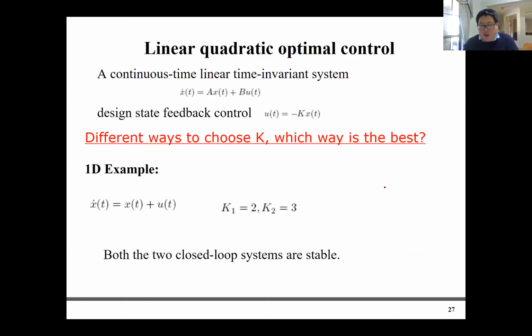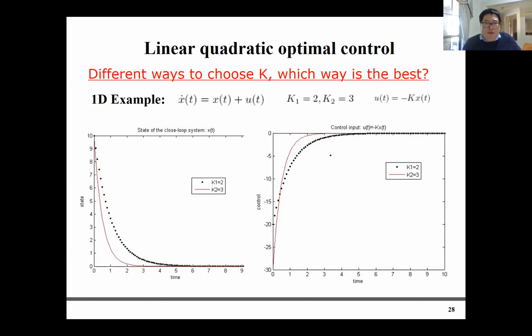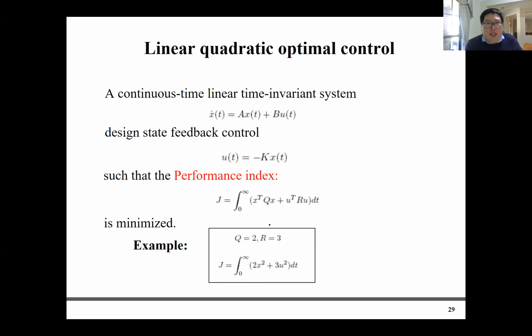That is the optimal control problem. We call it linear quadratic optimal control. All right. Here I gave an example. If you choose different k1 equal to 2, k2 equal to 3, then the state will change like that. If we choose different k, then the state will change differently. Which one is the best? Right. So that is the linear quadratic optimal control.